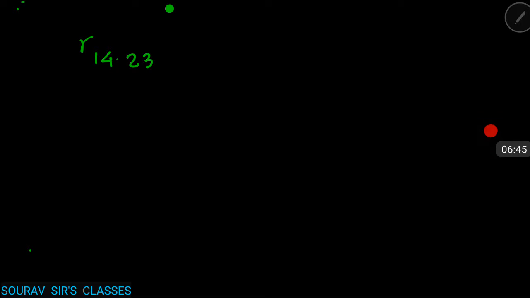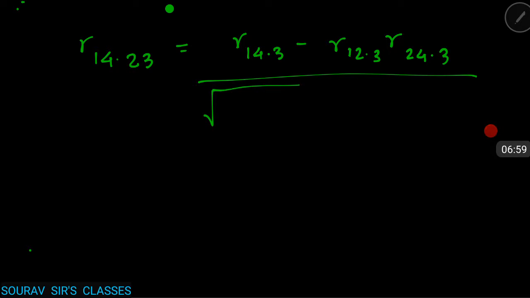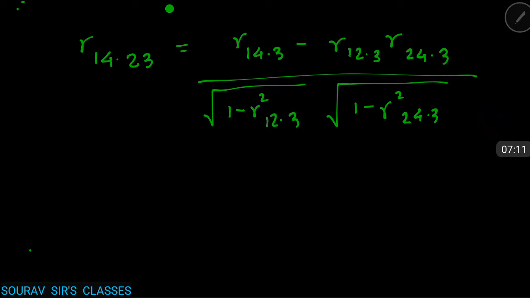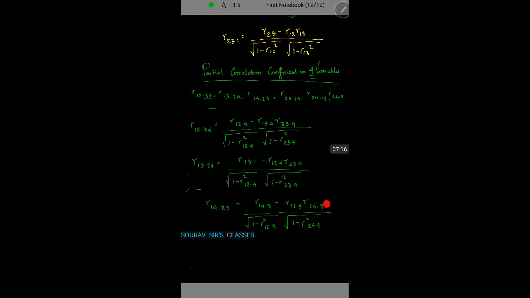Again, R14.23 is equal to R14.3 minus R12.3 R24.3 divided by root under 1 minus R square 12.3 into root under 1 minus R square 24.3. Similarly, the other 3 can be derived in the same manner as the above correlations.